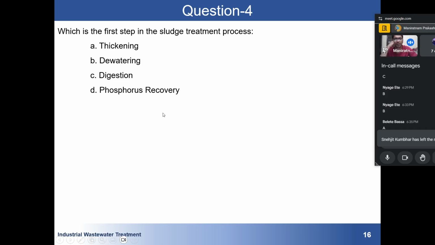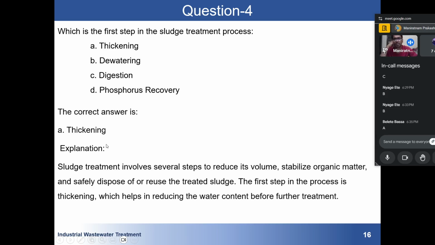We have got one answer, that is A. Let's see. The correct answer is A, thickening. That is correct. Sludge water treatment involves several steps to reduce its volume, stabilize the organic matter, and safely dispose, reuse, or treat. The first step in the process is thickening, which helps reduce the water content before further treatment.